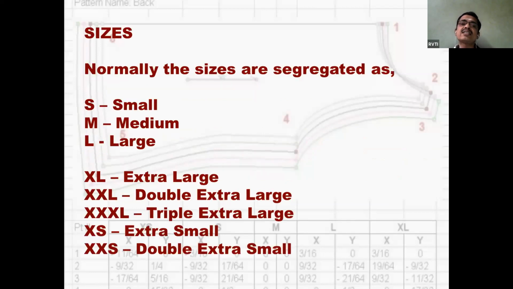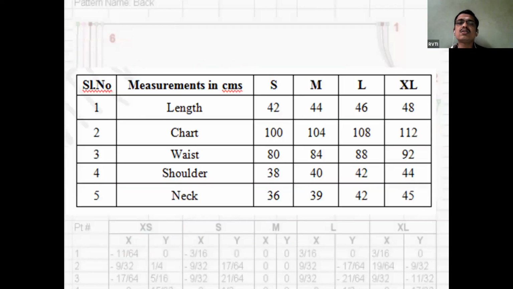Normally, the sizes are segregated as S small, M medium, L large. Some buyers may give XL extra large, double XL, triple XL, and extra small, double extra small, some different sizes. Somebody may denote sizes using numbers also. Anyhow, we are getting orders in different sizes. This is a small example of one size chart. Here the measurements are given: length, chest, waist, shoulder, neck, and so on, for small, medium, large, extra large.